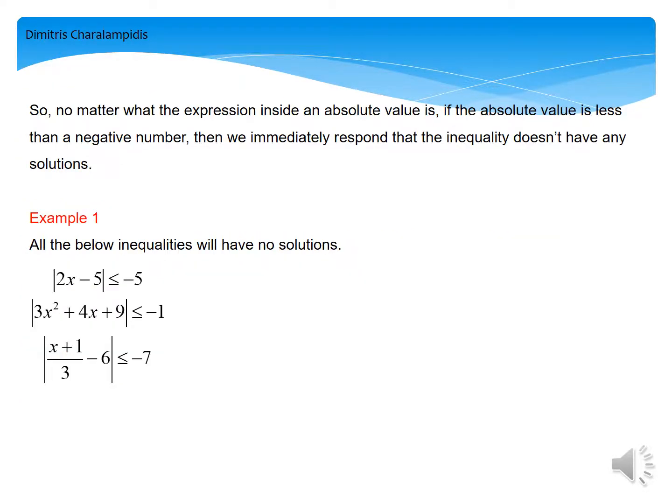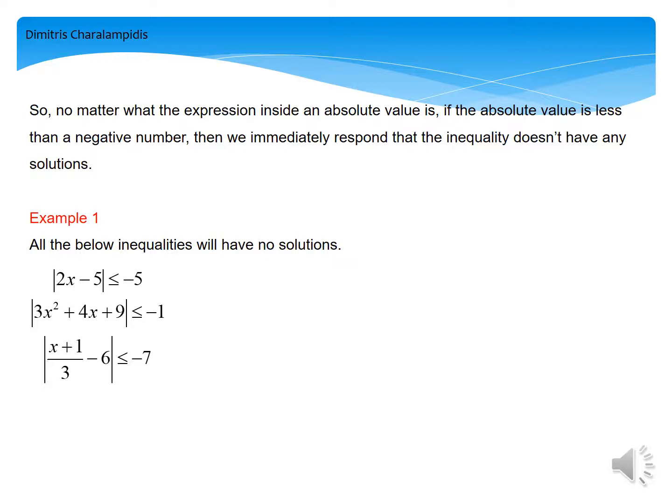So, no matter what the expression inside an absolute value is, if the absolute value is less than a negative number, then we immediately respond that the inequality doesn't have any solutions. For example, all the below inequalities will have no solutions.